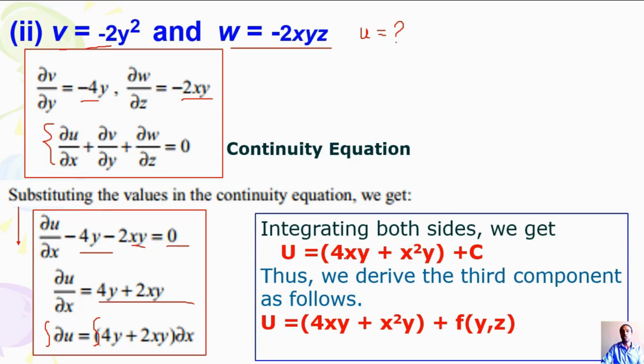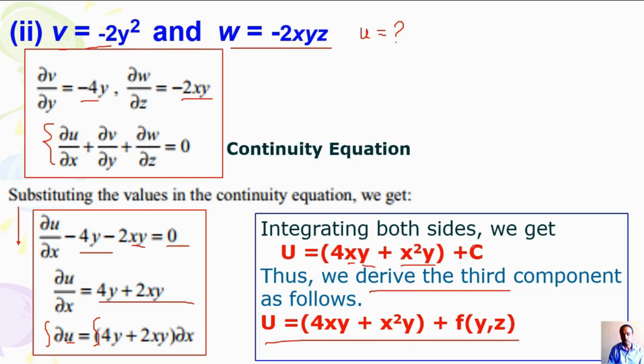Integrating both sides, then it will be plus c. So integrate with respect to x, since u is just a function of x. You will have 4x times y, where y is constant, then x squared y. So this is x squared over 2, then the 2 cancels, then x squared y plus c. Thus, we derive the third component: u is 4xy plus x squared y plus f of yz.